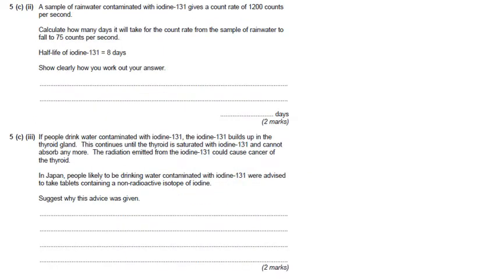In 5C part 2 is about half-life. It tells us that contaminated rainwater gives us an activity of 1200 counts per second and the half-life is 8 days. That means every 8 days this will halve. So in 8 days it will go from 1200 to 600.